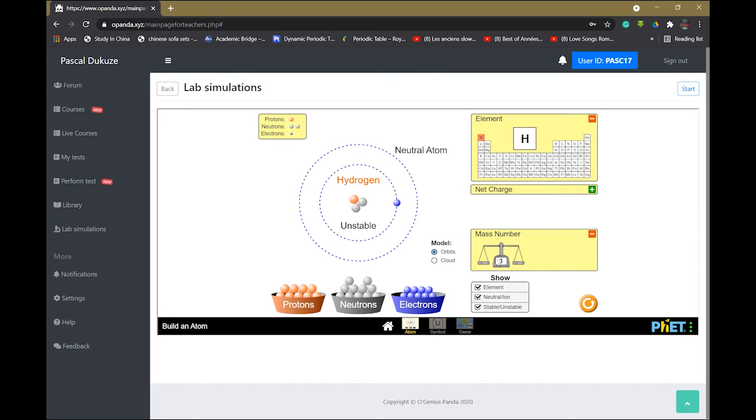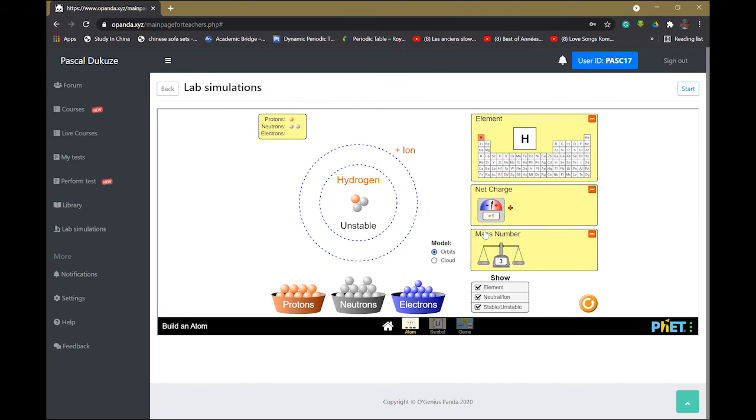This isotope has a mass of 3. You can see the symbol of the element has not changed because the number of protons is constant. The net charge is still 0. What happens if we remove the electron?